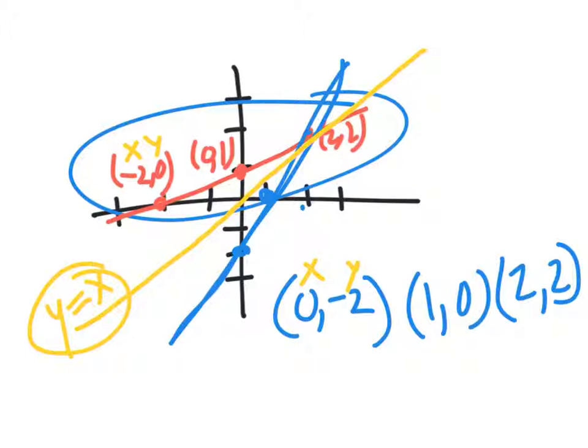And the y equals x line is this yellow one right here. It's the diagonal that crosses right through the origin. And the inverse functions become reflections over that y equals x line.